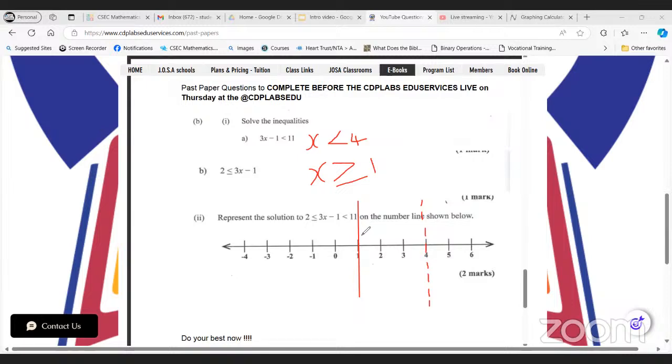Another way you could do it, I'm going to show you a different method. That's one method. The other method, you draw a line, then you use some circles. Use a solid circle when it is equal, and use a transparent circle when it is not equal. And then you draw the line between. You may use a double arrow if you so desire, because basically that's it. So that's another way of representing it on the number line.